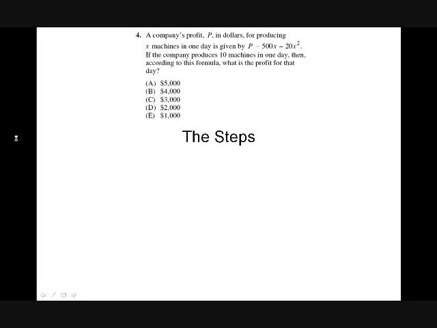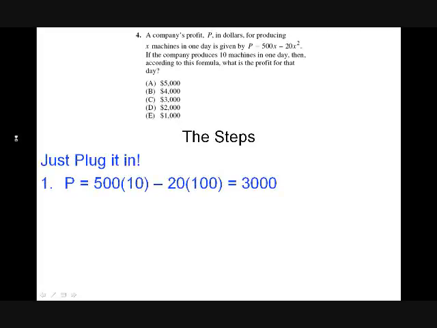So all you have to do is just plug in the number of machines in order to get the profit in dollars. So when we plug in 10 into this equation, we get 500 times 10, which is 5,000, minus 20 times 100, which is 2,000, and we get 3,000 or $3,000. So our answer would be C.